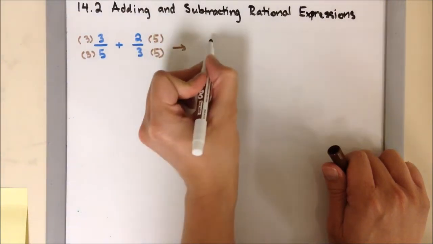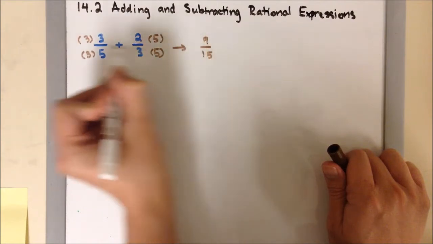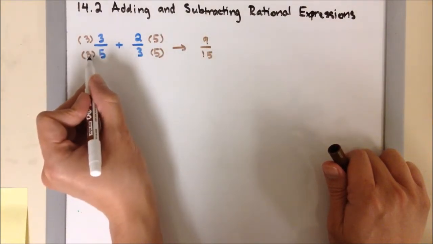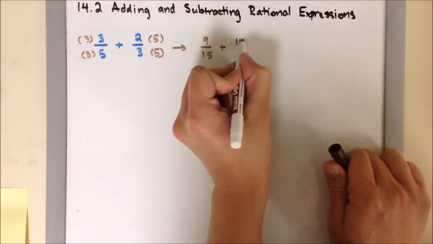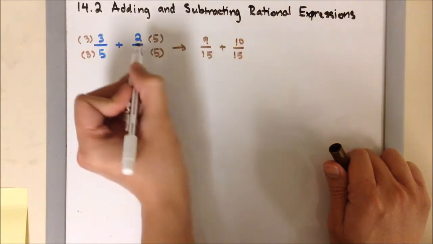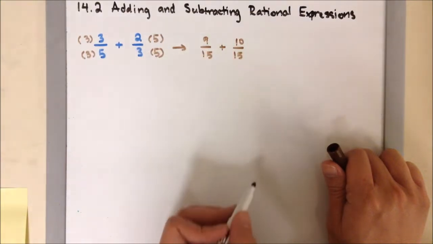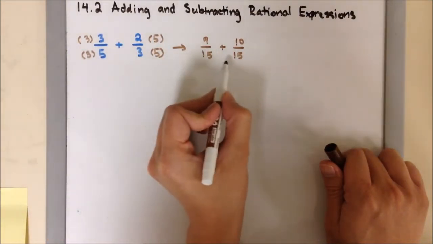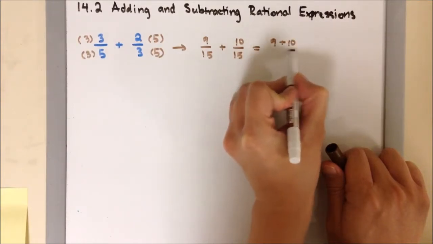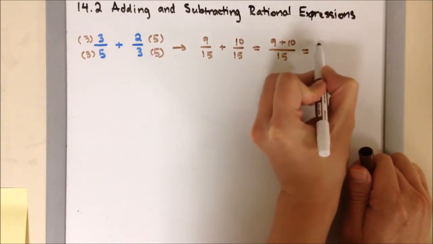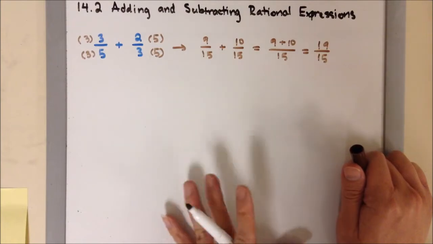So basically, my first fraction will be 9/15. The numerator is 3 times 3, and the denominator 3 times 5. Then I write plus. For the second fraction, it will be 10/15. The numerator 2 times 5, 10, and then 3 times 5 for the denominator. Now, once they have the same denominator, it's just adding the top. So 9 plus 10 over 15, which will be 19/15. And there's nothing we can do to simplify the fraction, so we're good.